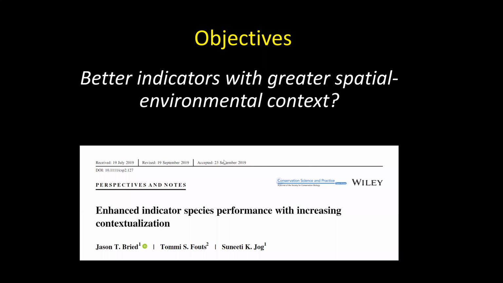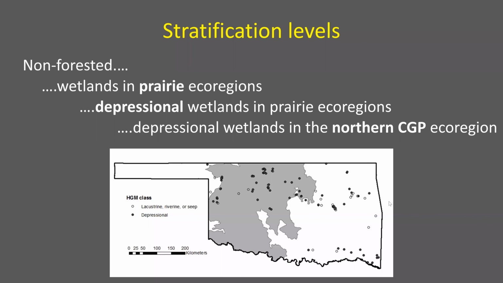So for our objective, we had a 2-prong objective. Our first objective was, do we find better indicators with greater spatial environmental context? And for that, this was the student whose picture I showed earlier, Tommy Fouts. She kind of led this effort, and we published our results in this paper in Conservation Science and Practice.